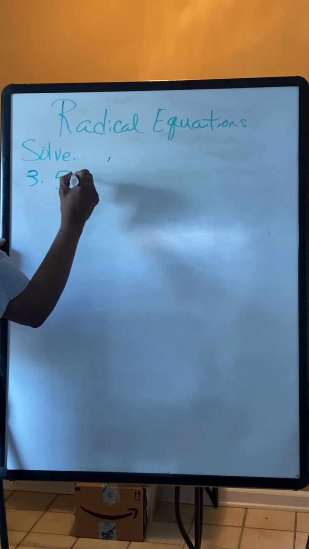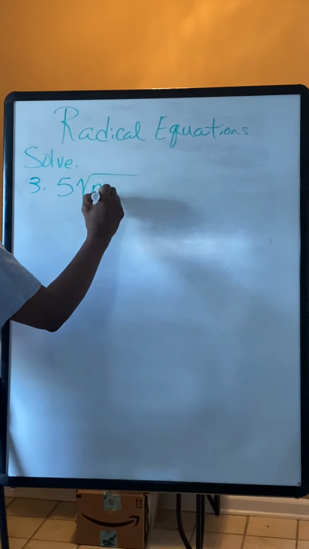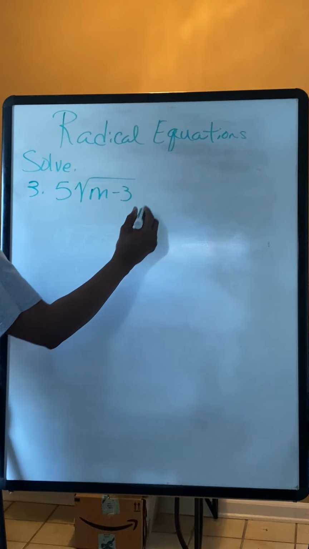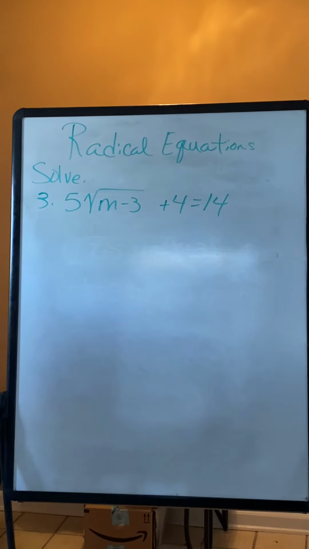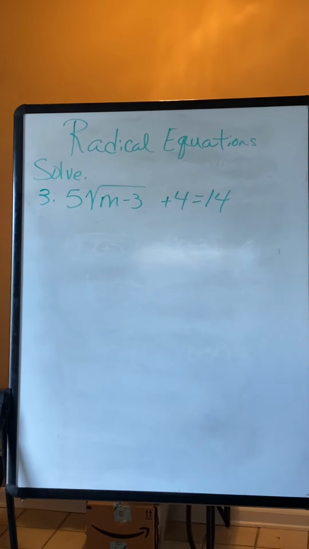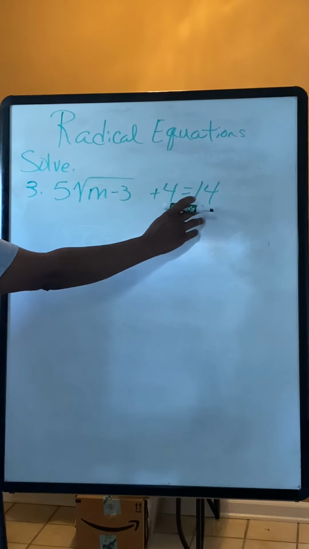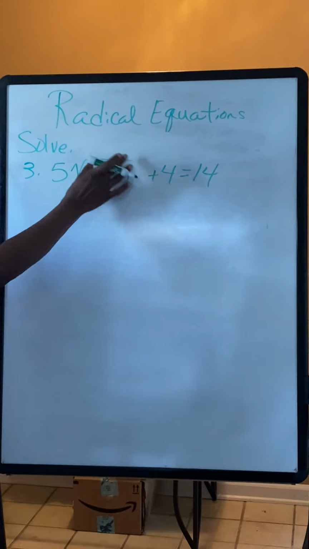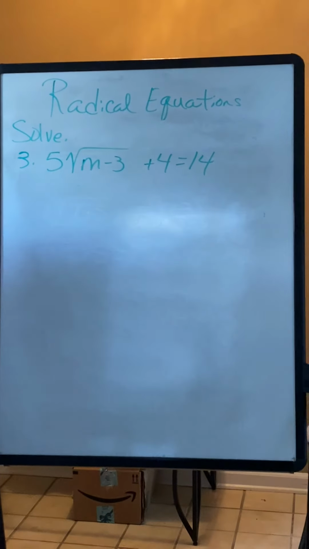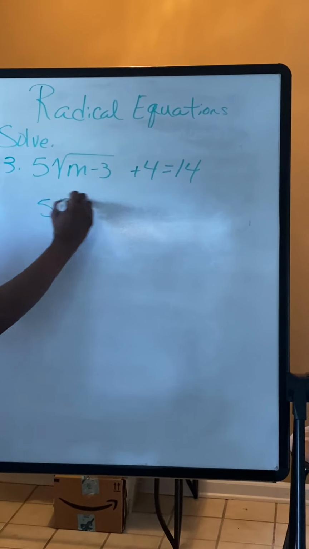If I had 5 times the square root of m minus 3, plus 4, is equal to 14. The first step in this particular equation would be to transform the 4 to the other side, because again, I need to isolate this radical m minus 3. So I'm going to transform the 4 by using subtraction.